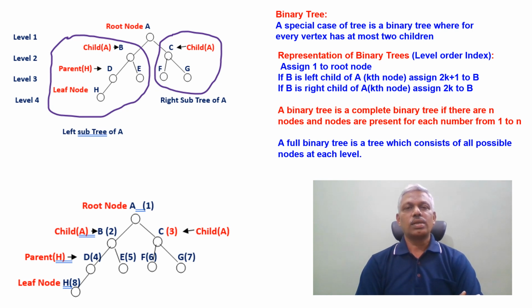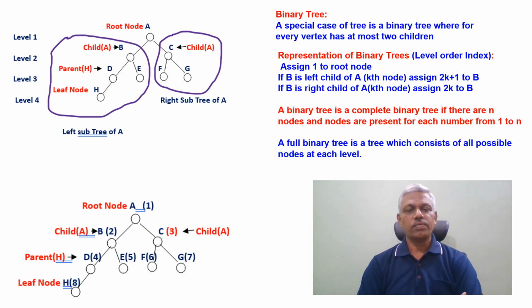Now, the level order index can be defined as follows. The index for the root node is 1, and the right child will have 2 times the parent node plus 1, so 2 plus 1, 3, and the left child will have 2 times the parent node, 2 into 1 is 2. So like this, at every stage, the level order index of a vertex can be defined as 2 times the parent node for the left child and 2 times the parent node plus 1 for the right child.